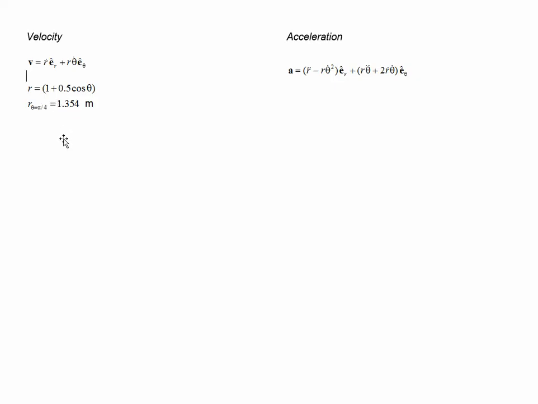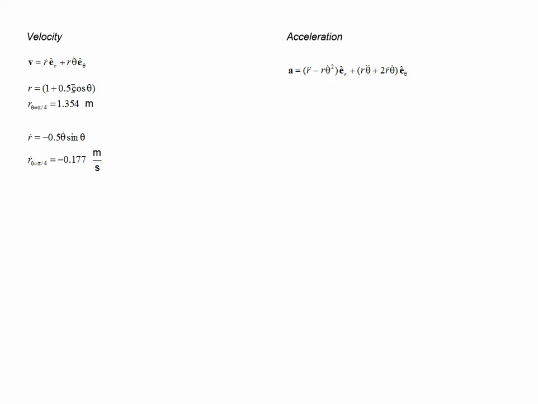Next, we can take the r equation and take the time derivative of it. If you're a little rusty on your derivatives, please look at Appendix B to dust off the cobwebs. But if you look at r, and if we want to take the time derivative of r, well, 1 is just a constant, so that goes away. The time derivative of 1 is 0. The next one is 0.5 cosine theta. We're going to use the chain rule for that.